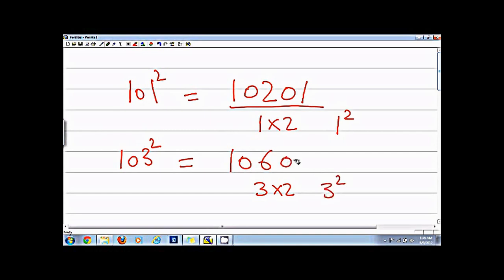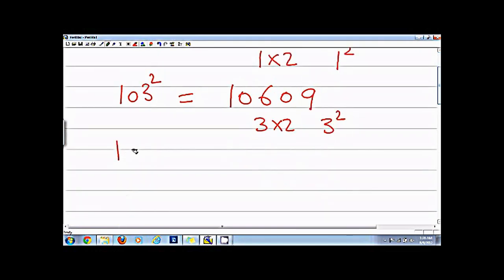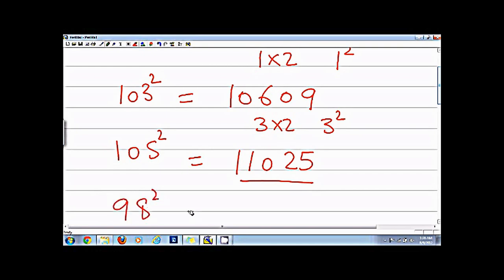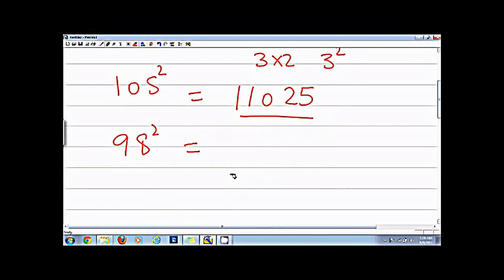Similarly, if I have 105, then 1, 5 times 2 is 10, and 5 squared is 25. The answer is this. Now if I have a number less than 100, for example 98, in this case our x is 2 less than 100, so that will be minus 2 times 2, that will be minus 4. So 100 minus 4 is 96, and then minus 2 squared is 4, so 9604.